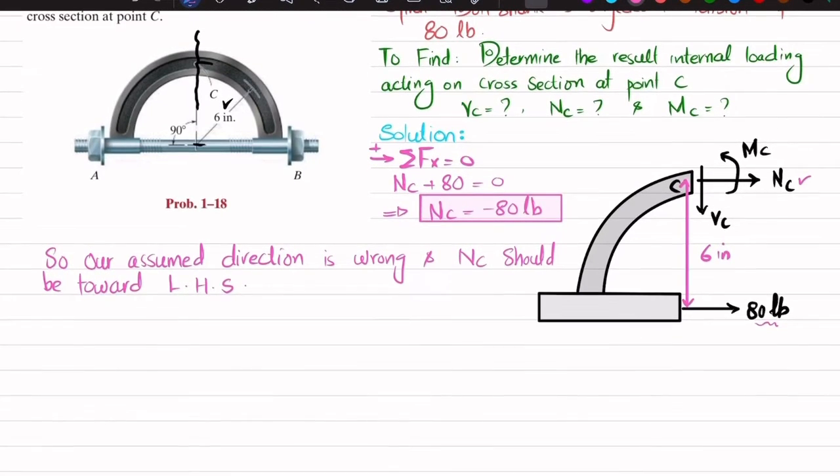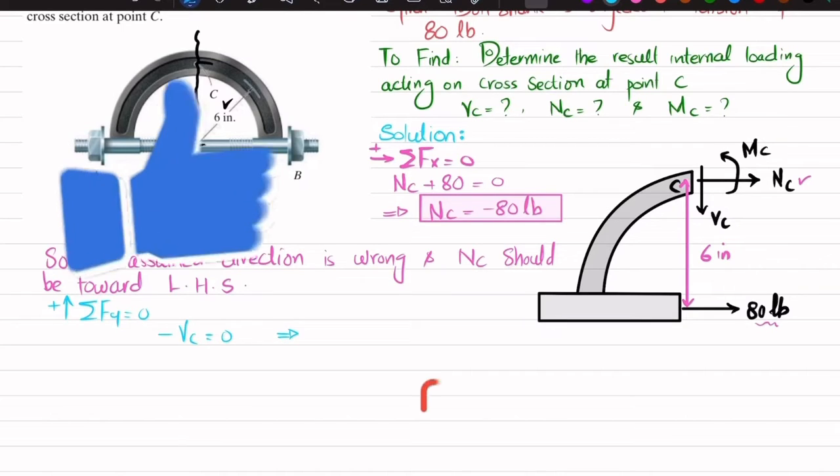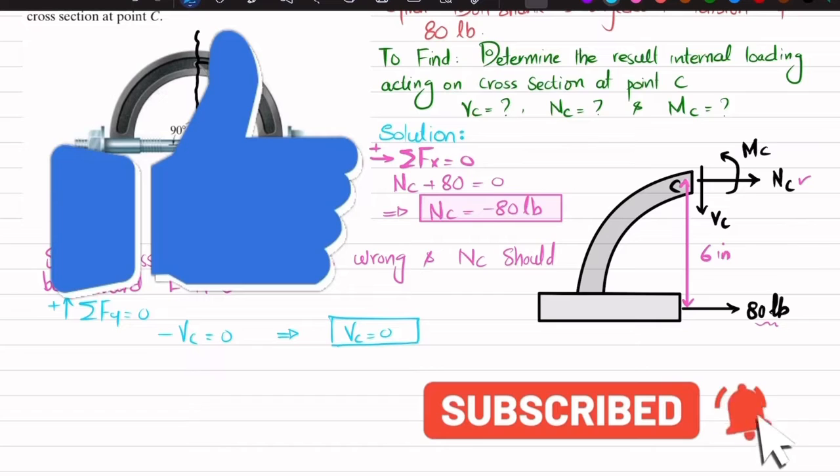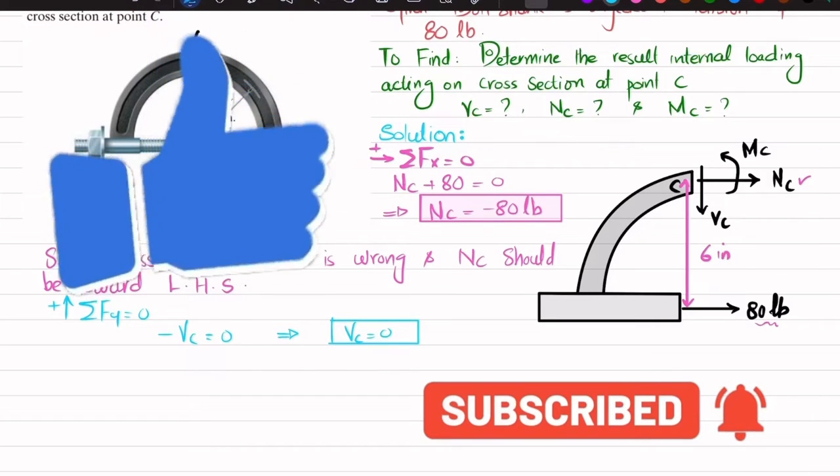Now we'll find VC by using another equation of equilibrium, and that is the sum of all forces along y direction must be equal to 0, and upward force is taken as positive. So here you can see only the vertical force is VC, which is acting downward, and there is no other vertical force. So I will write minus VC is equal to 0. It means that there is no vertical shear force acting at this point.